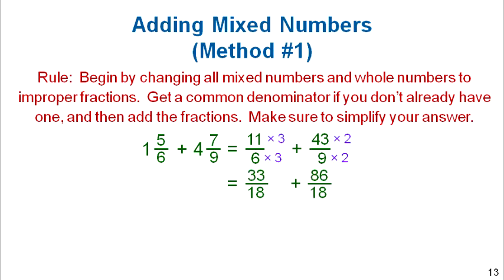This means that I must multiply the top and bottom of the first fraction by 3, and I must multiply the top and bottom of the second fraction by 2. Now, since I have a common denominator, I can add the fractions. Note that 33 plus 86 is equal to 119, and so I can say that 33 over 18 plus 86 over 18 is equal to 119 over 18.